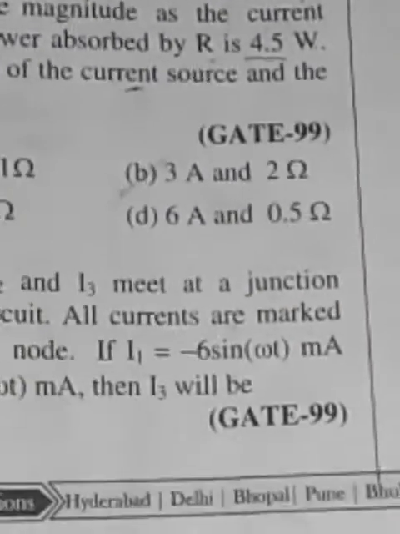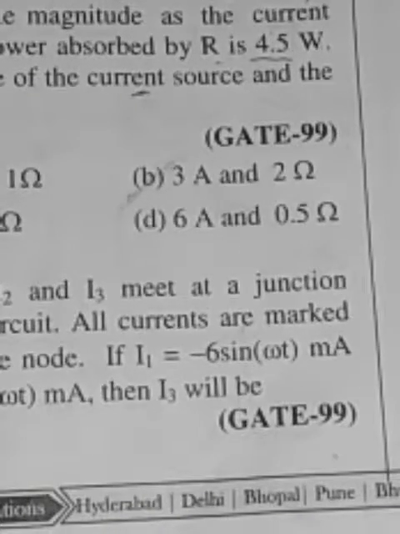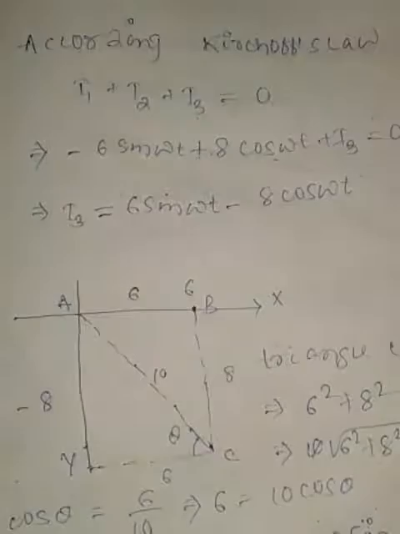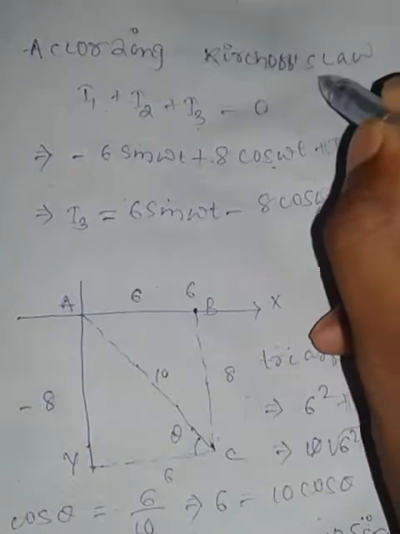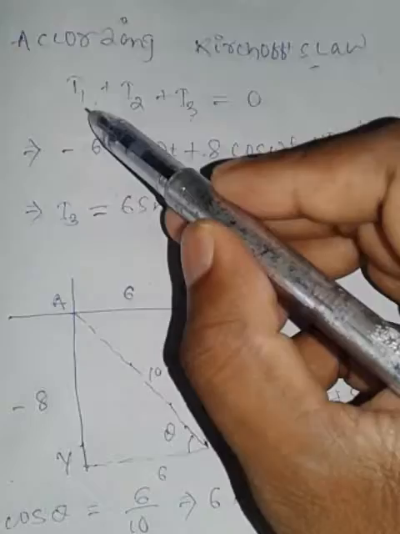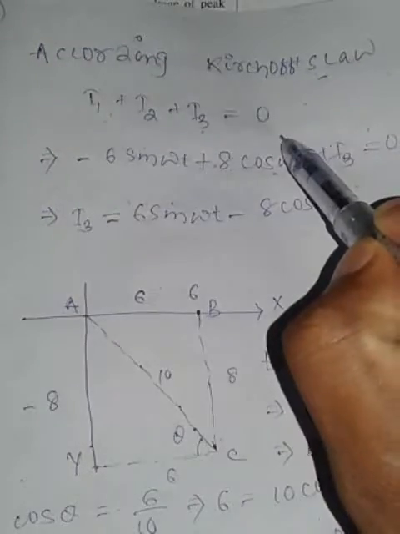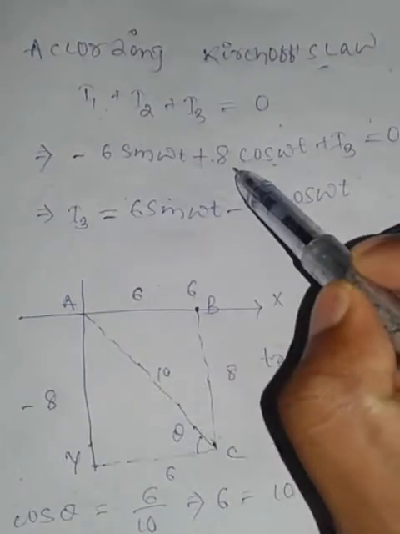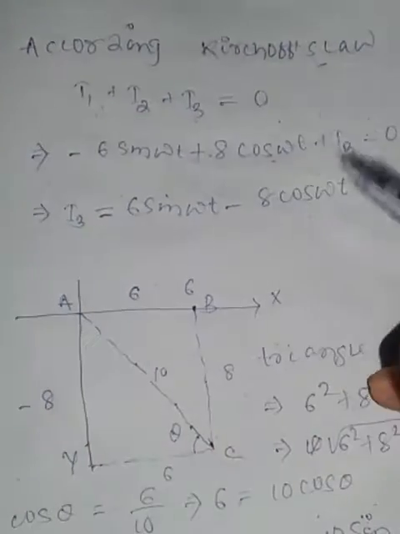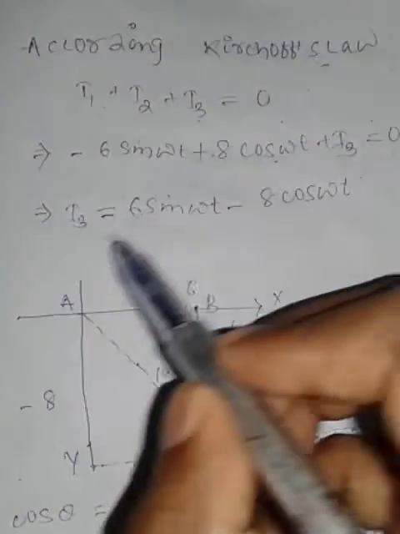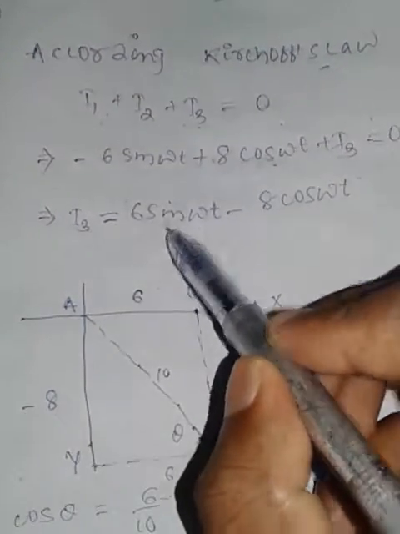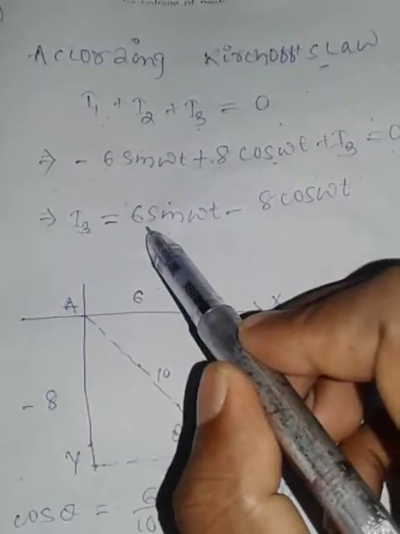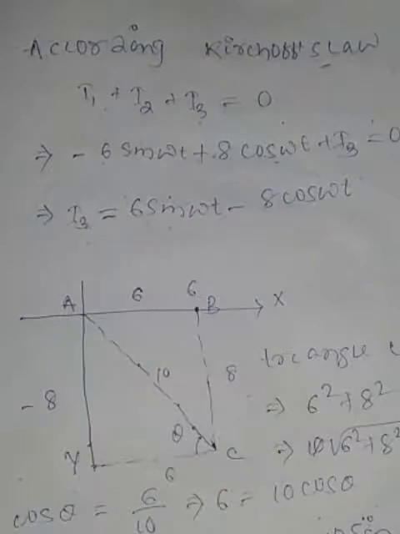This was asked in GATE 1999. So let's see the answer. We can apply Kirchhoff's current law, KCL. I1 plus I2 plus I3 is equal to 0. I1 is minus 6 sin omega t, plus I2 which is plus 8 cos omega t, plus I3 is equal to 0. Taking I3 on the left side and the rest to the other side, we get plus 6 sin omega t minus 8 cos omega t.